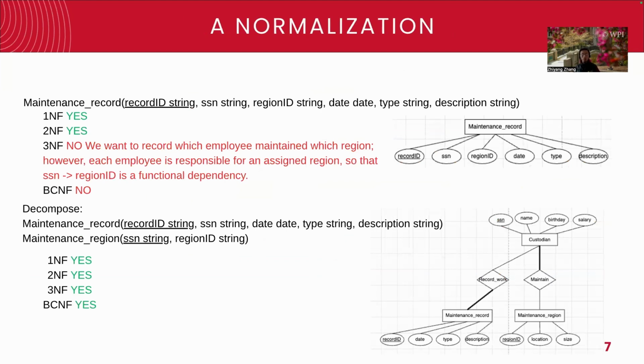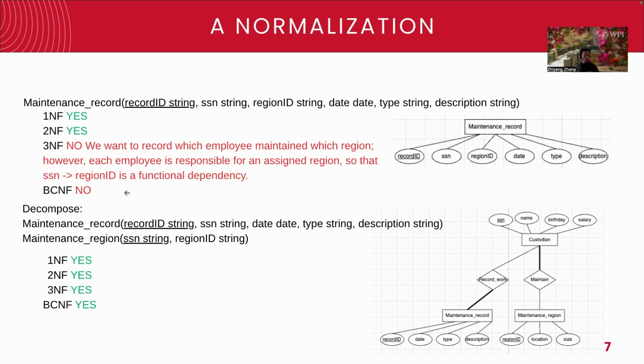We also implement normalization on our tables. For example, we need to record which employee maintained which region. So we have a maintenance record table. We add the SSN and the region ID column into this table, but in reality, each employee is responsible for an assigned region, so SSN to region ID is the functional dependency. Because this table is not in the third NF, it's also not in BCNF.